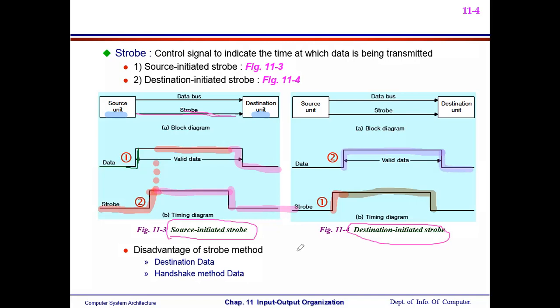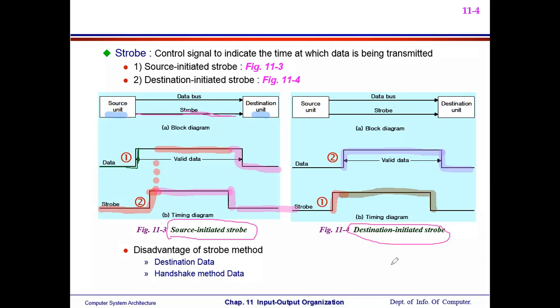Okay, so there are two types of strobe signals: source initiated strobe and destination initiated strobe. Here we have some disadvantages of this strobe control signal. Suppose we take the destination initiated strobe, the destination is where the data is transferred. In advance, we have to know the information regarding the destination, but that is not possible in all situations.